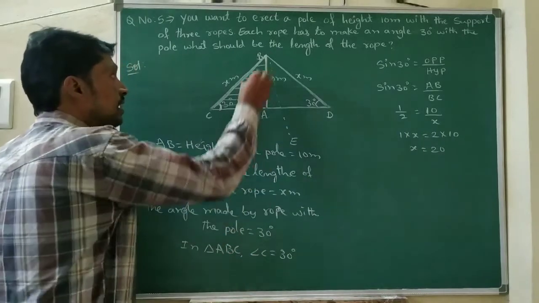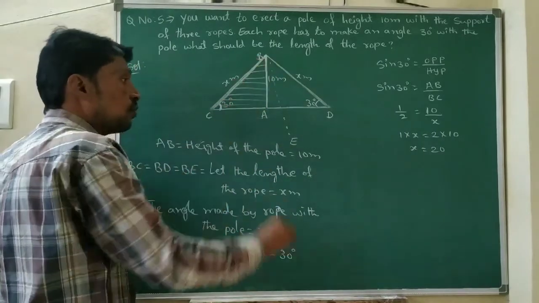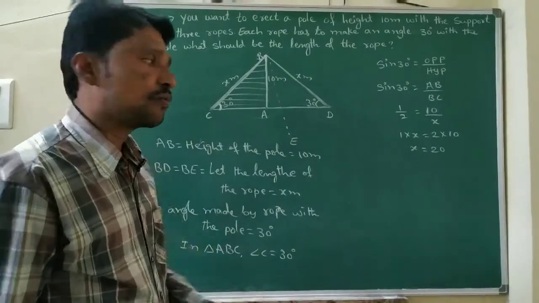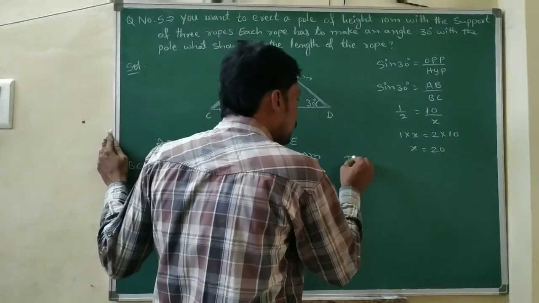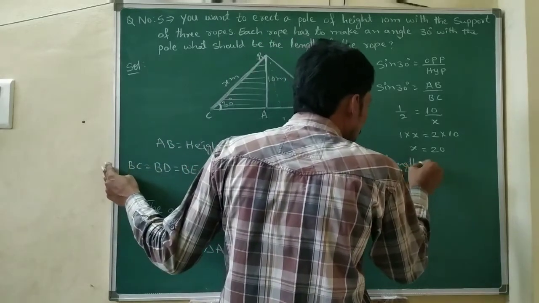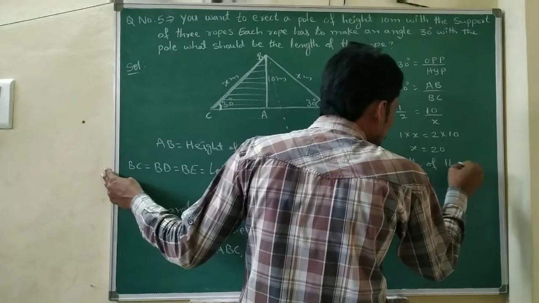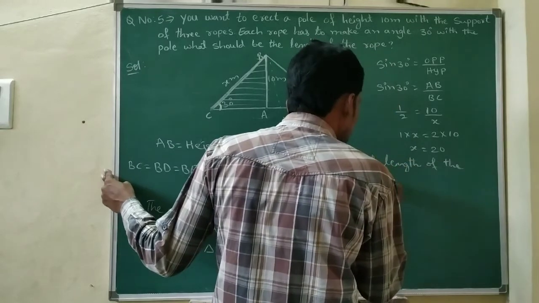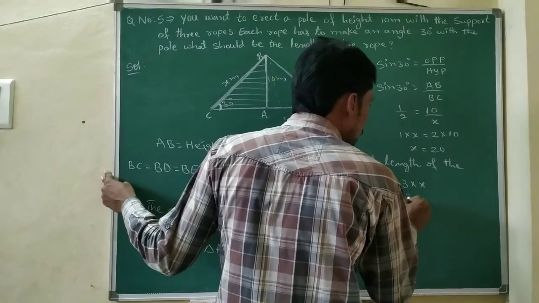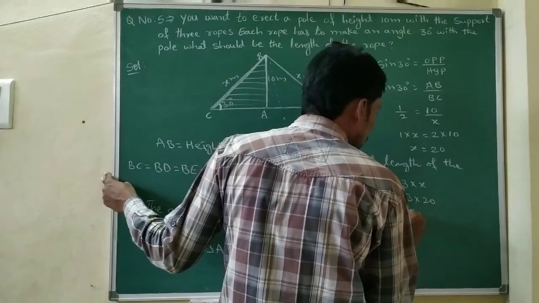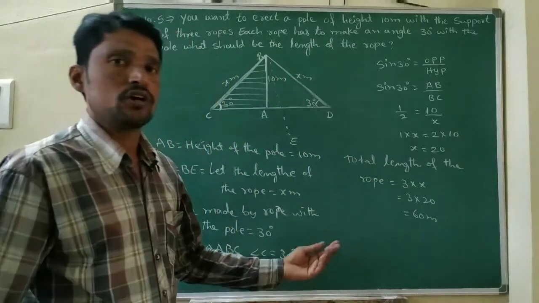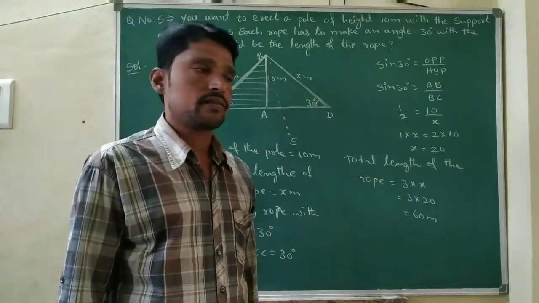So the length of each rope, one rope, we got. How many ropes are there here? 3 ropes. So the total length of the rope equals 3 into x. That equals 3 into x value 20, which equals 60 meters. So the total length of the rope we got here is 60 meters.